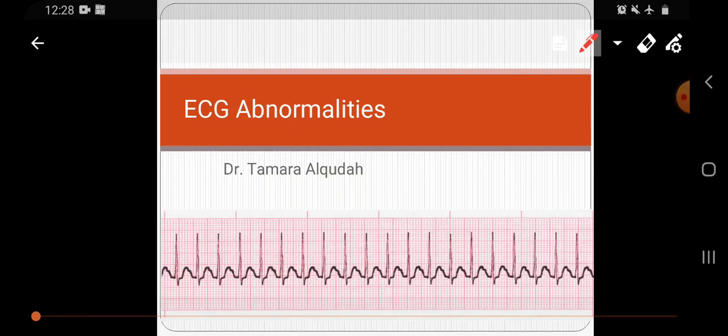Today inshallah is going to be our last lab about the ECG. In today's lab we're going to discuss a number of ECG abnormalities. Of course, these ECG abnormalities result from an abnormality in the cardiac muscle. This abnormality will have an effect on the ECG, which can help us in the diagnosis. So the ECG can help us in the diagnosis of these cardiac abnormalities.